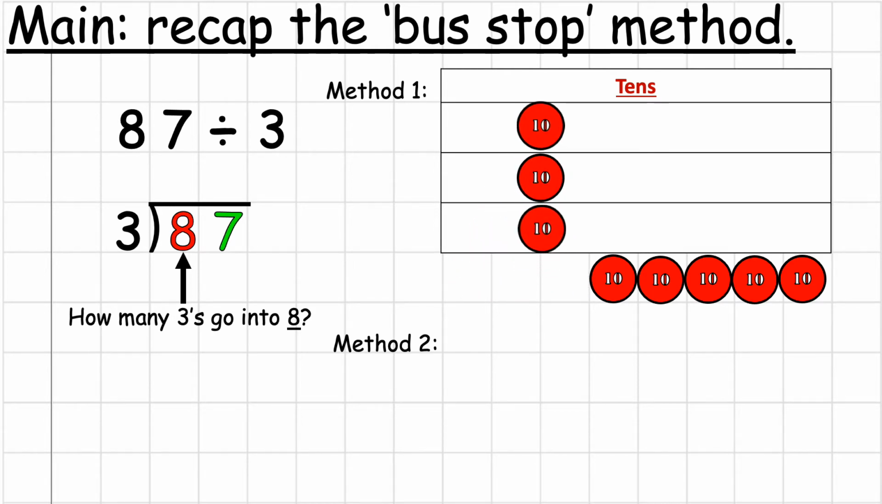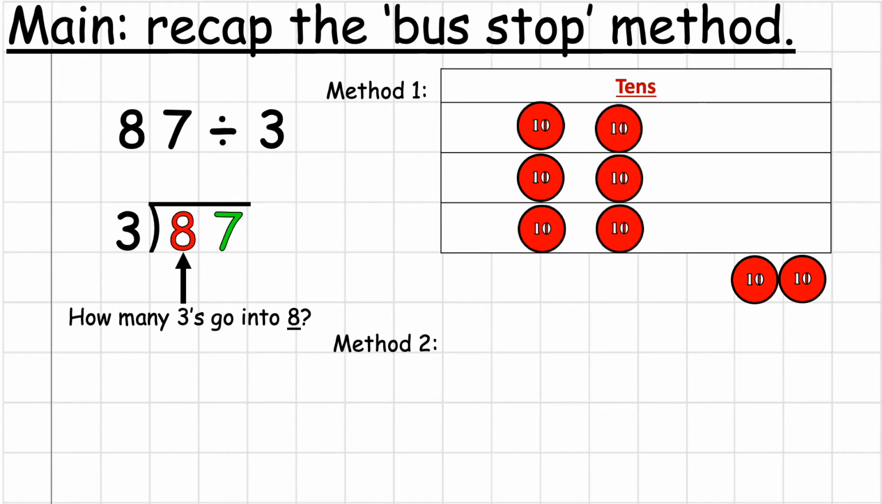So there's our first lot. There's our second group. What about these 2? Well, of course, the last 2 tens I can't divide into our grid because then there'll be an unequal amount. And of course, we're sharing equally. So there are 2 tens in 8 with remainder 2, with 2 to be regrouped.